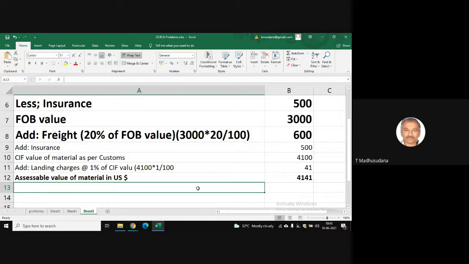Here in this problem, there are two exchange rates given. One is the banker realized the payment from the importer at the exchange rate of 61 per dollar. That means the importer paid to the exporter at the rate of 61 rupees per dollar.